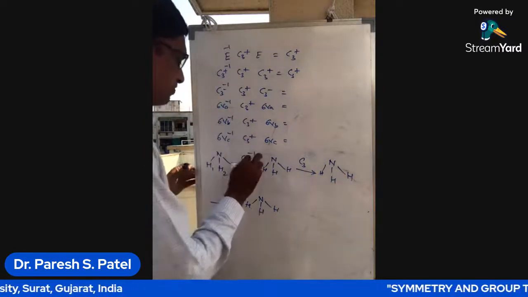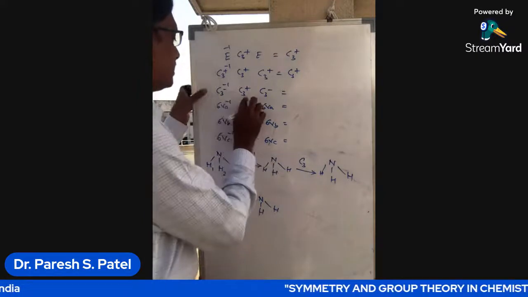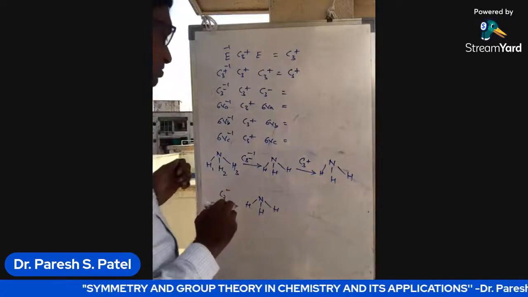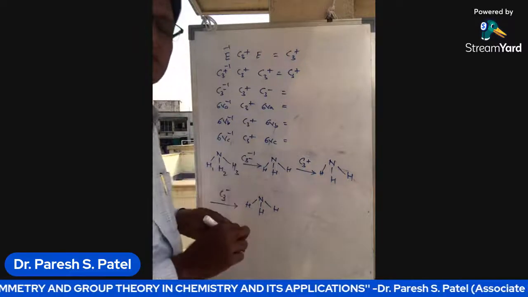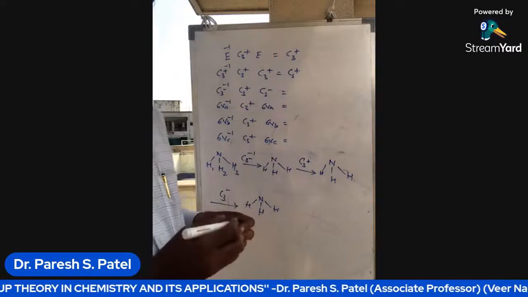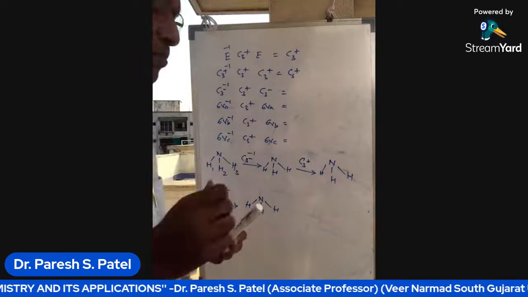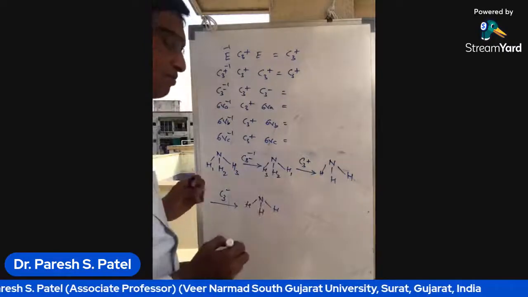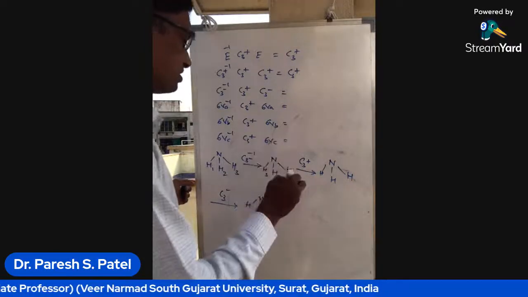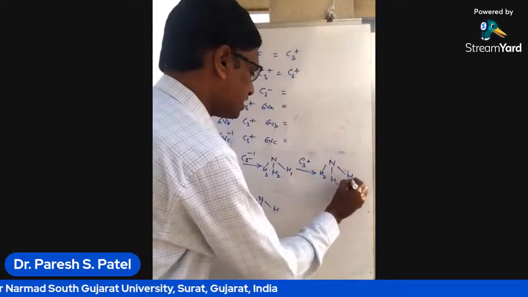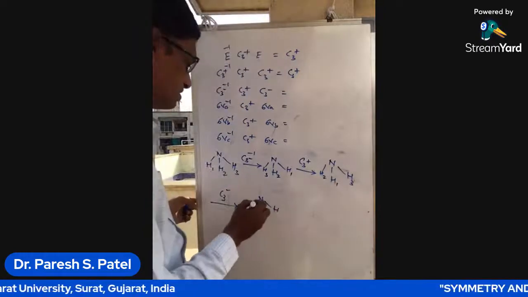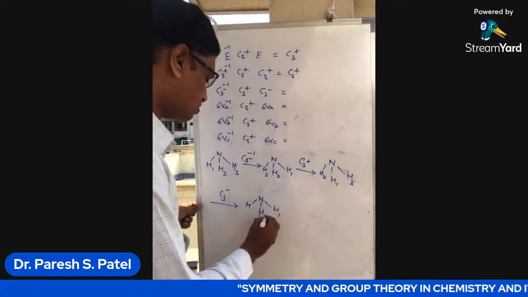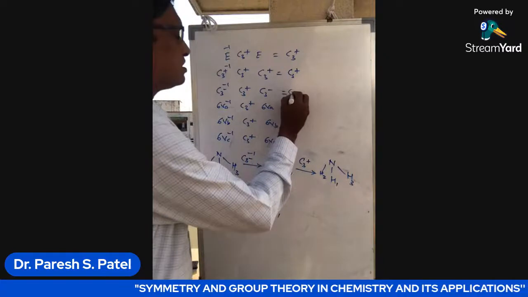So C3 minus inverse, then C3 plus, then C3 minus. Now what will be the product? C3 minus means one time anti-clockwise rotation, and C3 minus inverse means one time clockwise rotation. So if we go for the clockwise rotation, 1, 2 and 3, that will be the answer. Again C3 plus, it means 1, 2 and 3, and C3 minus, one time anti-clockwise rotation. So 1, 2, 3. So overall result is C3 plus.